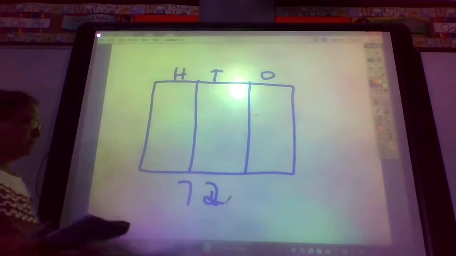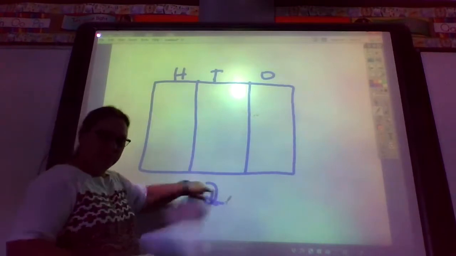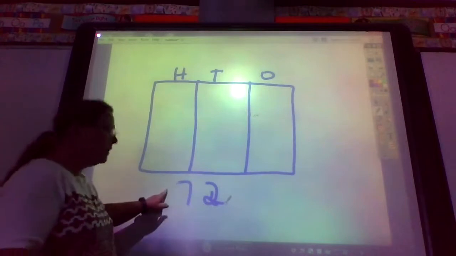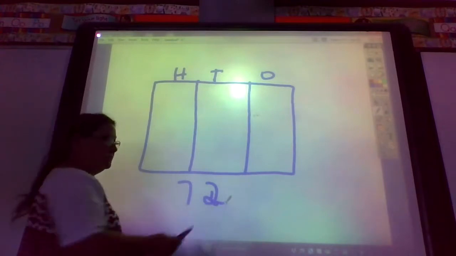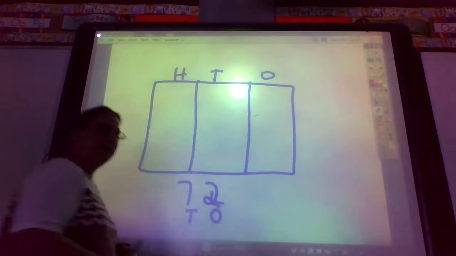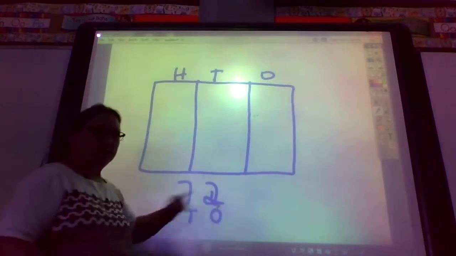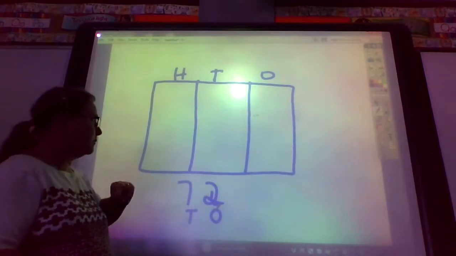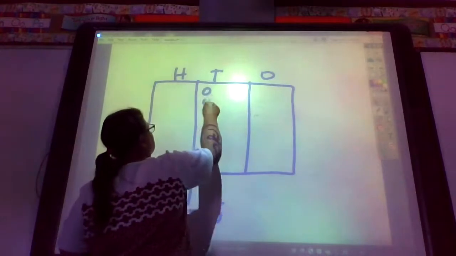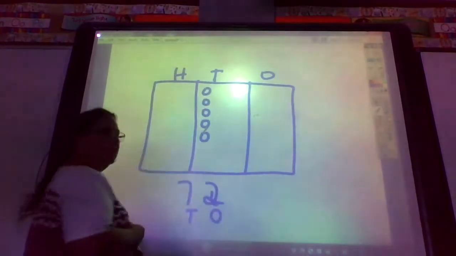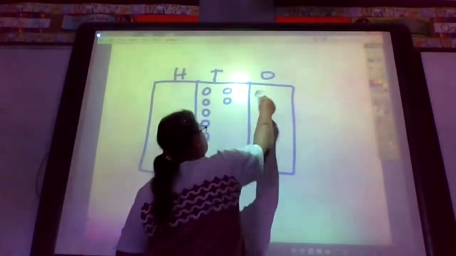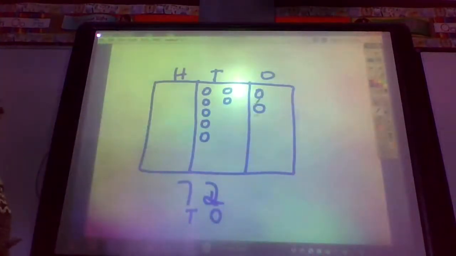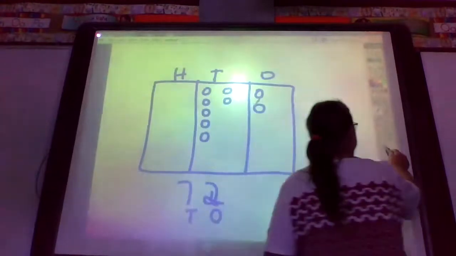Well, I'm looking. I only have 2 numbers. If I only have 2 numbers, I don't have a hundreds number. And if you need to, you could label these tens and ones. How many tens am I going to put in there? I'm going to put in that 7. 1, 2, 3, 4, 5. Only put 5 down. 6, 7. And then we can put in our 2 ones. 1, 2. Okay? So go on and do that. That would be my 72.